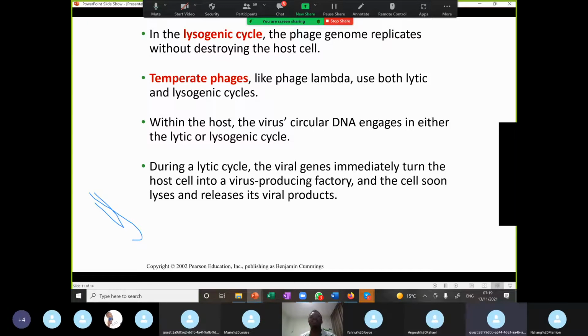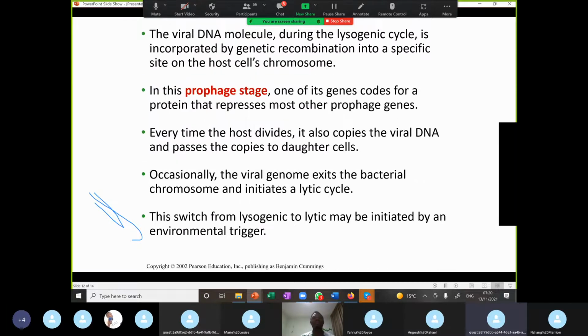Now, in the lysogenic cycle, which is different from the lytic cycle I just explained, the viral particle does not kill the host. That is the first hallmark to note on the lysogenic cycle. The viral particle does not kill the host. So the host survives after the viral replication. Now, how does that progress? That is what we're going to note here.